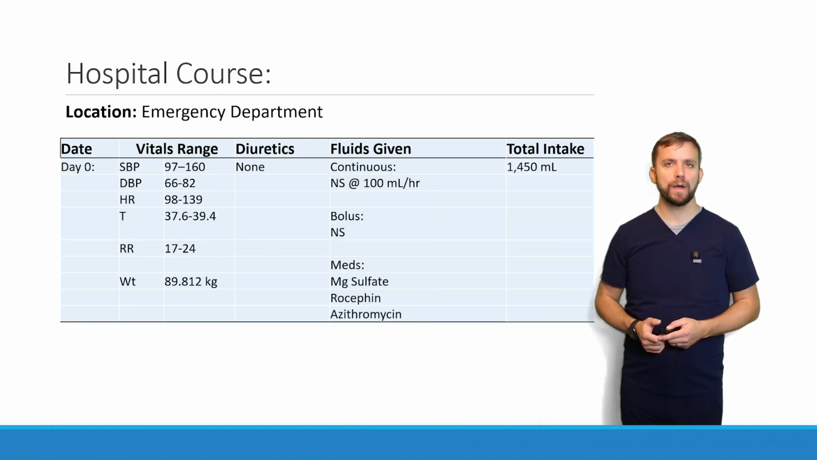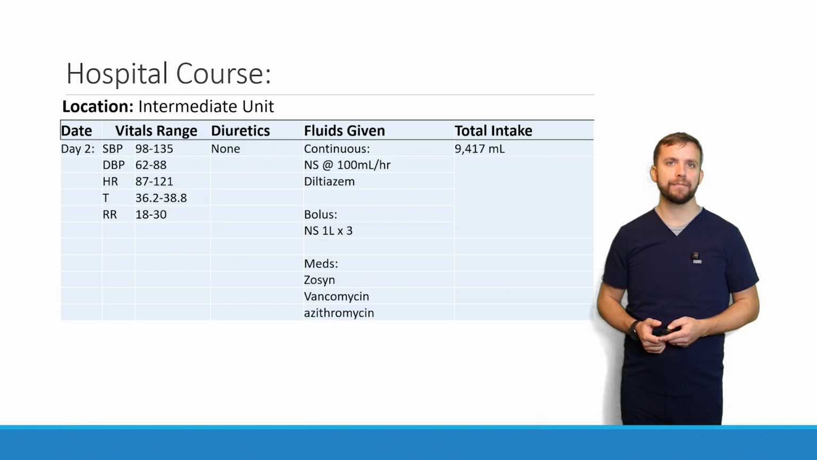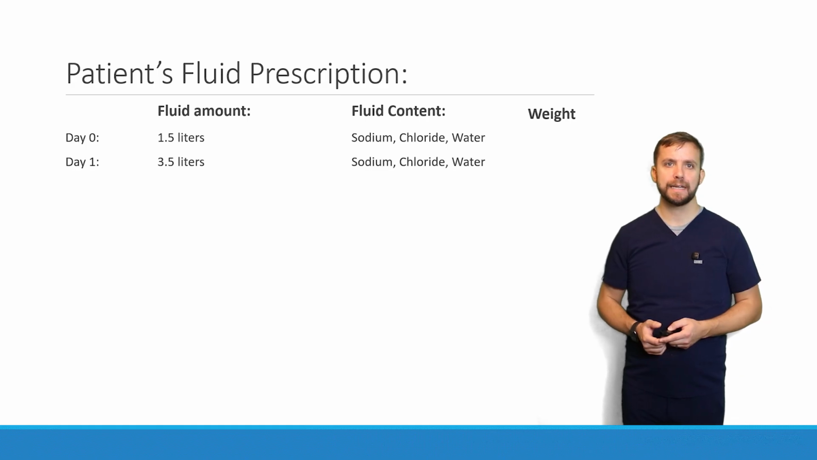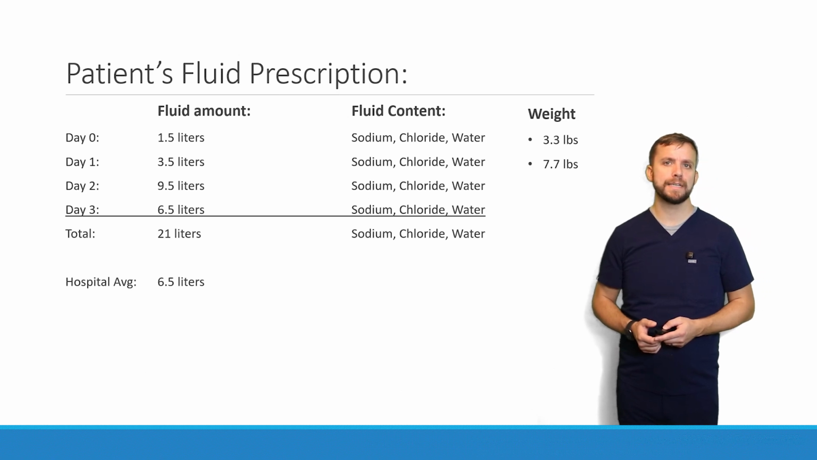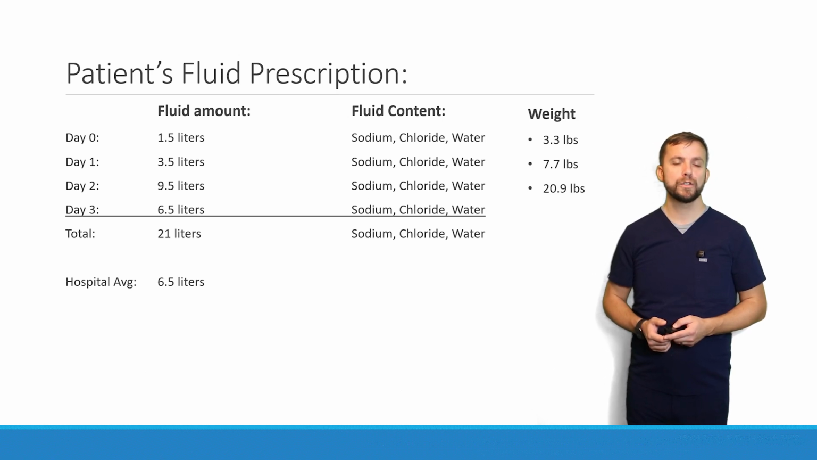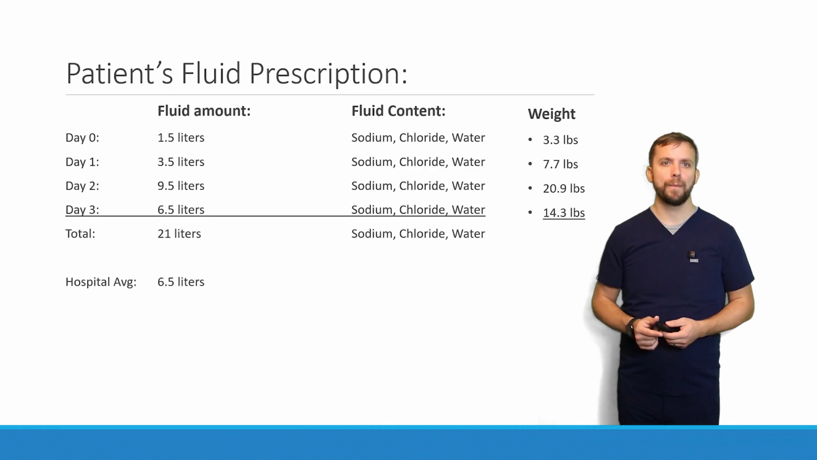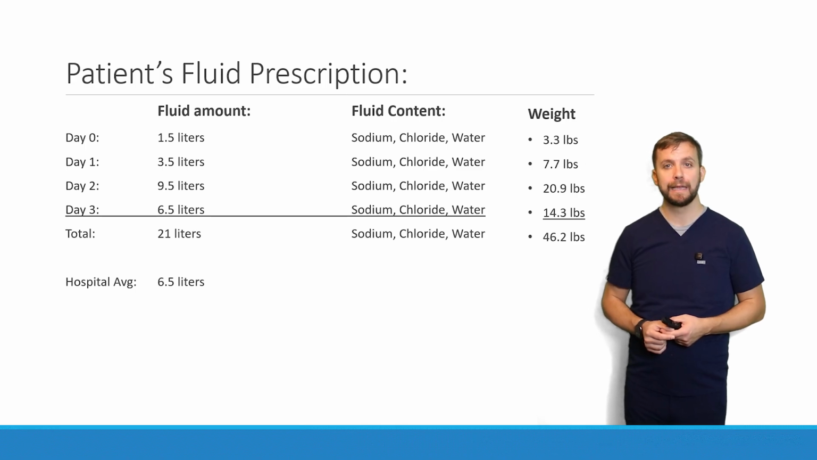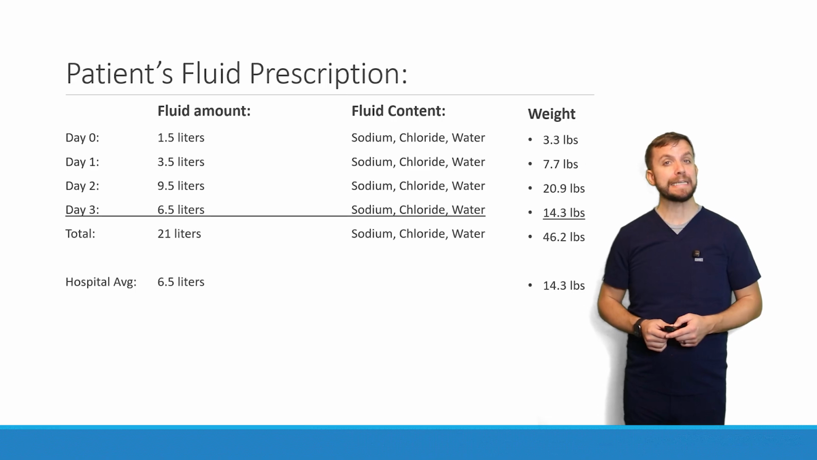Let's just look. They got 1.5 liters on day 0, 3.7 or almost 4 liters on day 1, 9.5 liters on day 2. They got 6.5 liters on day 3. Let's break this down. They got 3.3 pounds of fluid on day 0, 7.7 pounds on day 1, 21 pounds of fluid on day 2, and 14 pounds of fluid on day 3. And so if you look, that is an average of 6.5 liters of fluid a day. And they were given 46 pounds of fluid over that 3.5 day period. That averages about 14 pounds a day of fluid.